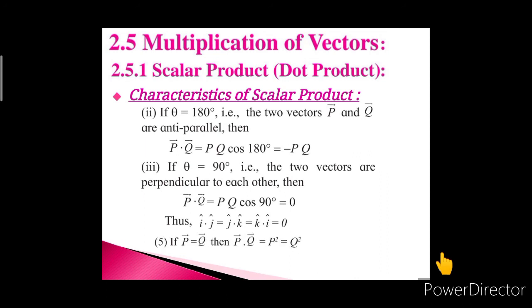Then the next characteristic we had studied: if vector P is equal to vector Q, that means the two vectors have the same magnitude and direction, then the scalar product of the two vectors is equal to the square of the magnitude of any one vector. That means vector P is equal to vector Q is given, so vector P dot vector Q will be equal to either P square or Q square. So here we had seen this much of the characteristics of a scalar product.